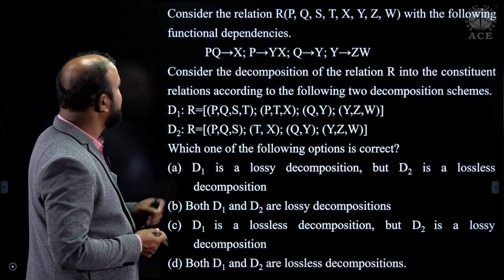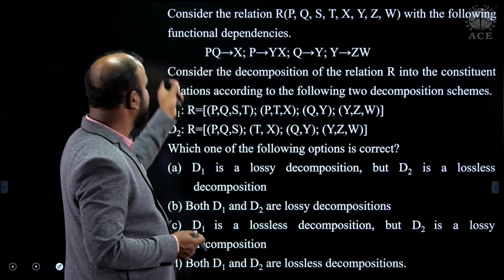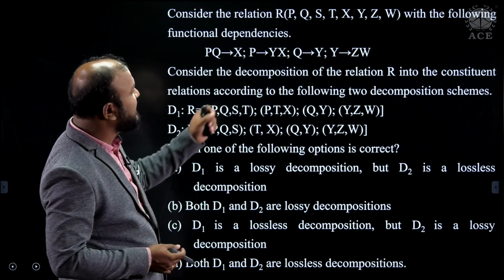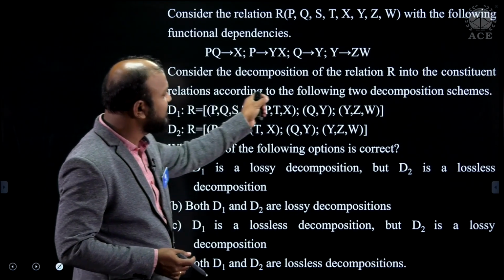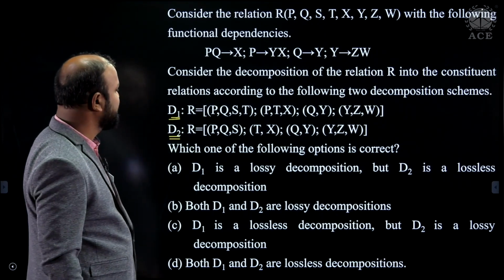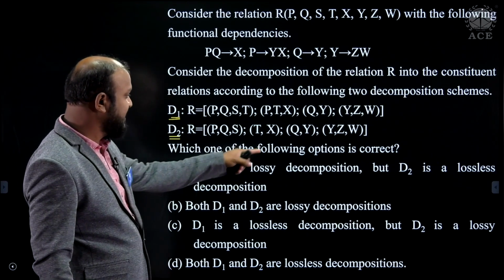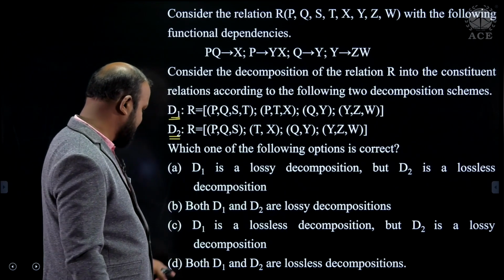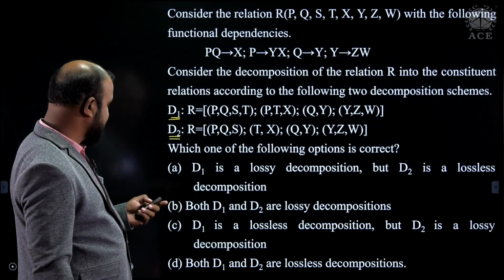Look at the question. Consider the relation R of P, Q, S, T, X, Y, Z, W with the following functional dependencies. These are the functional dependencies. Consider the decomposition of the relation R into the constituent relations according to the following two decompositions. This is decomposition 1, this is decomposition 2. Which one of the following options is correct? What options are given? D1 lossy, D2 lossless. D1, D2 lossy. D1 is lossless, D2 is lossy. D1, D2 are lossless. How to find lossy or lossless?